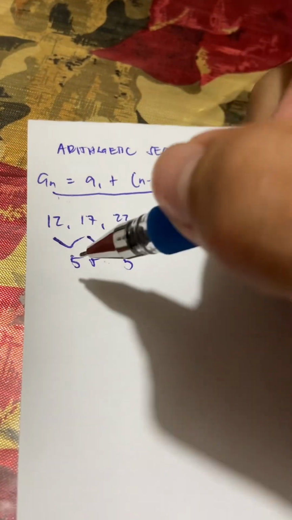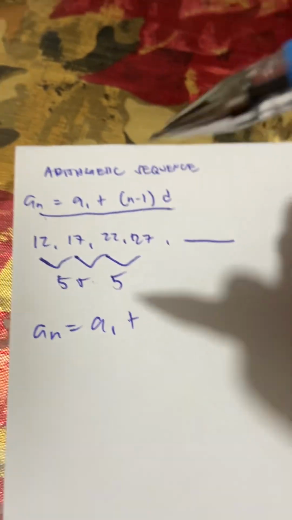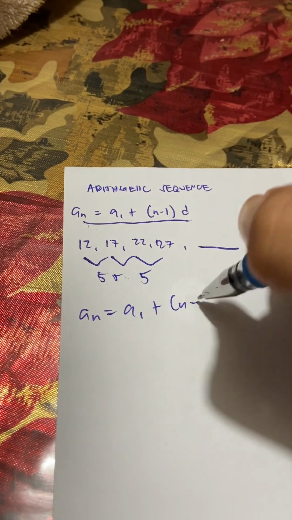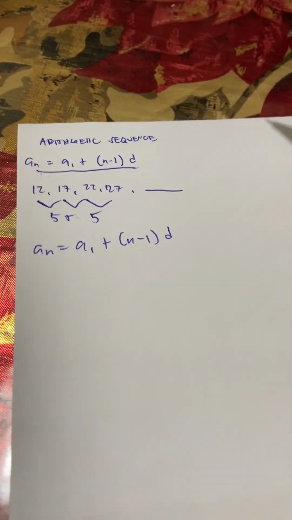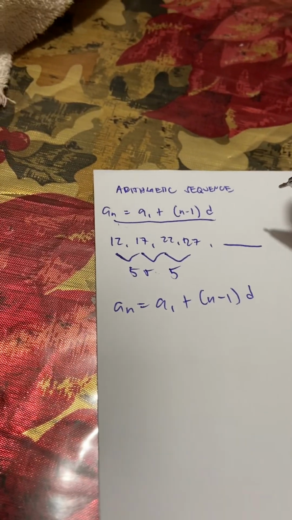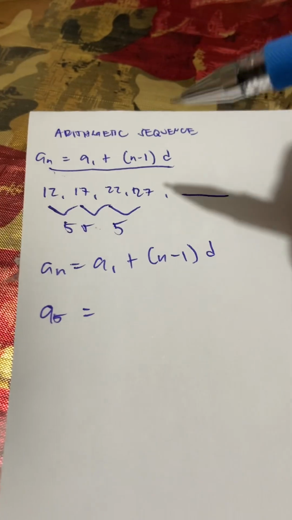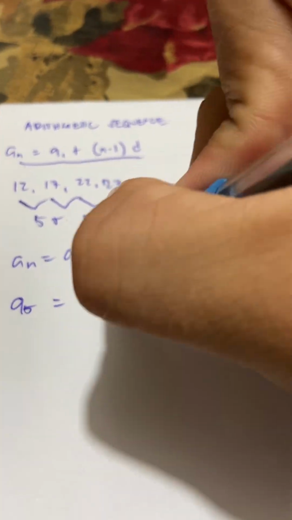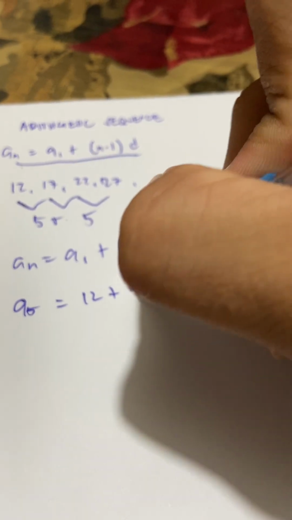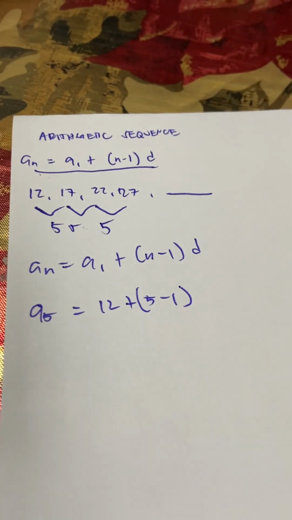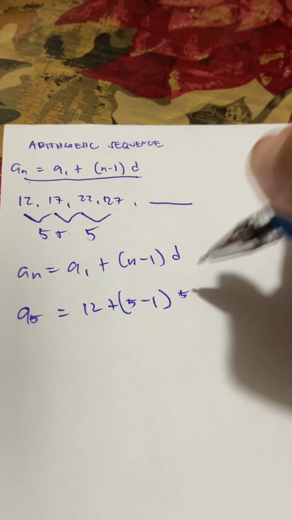We're using the formula a sub n is equal to a sub 1 plus n minus 1 times the common difference. So this is the fifth term. So a sub n, or n, represents the fifth term. a sub 1 is the 12, plus n is the fifth term, so 5 minus 1, and the common difference is 5.